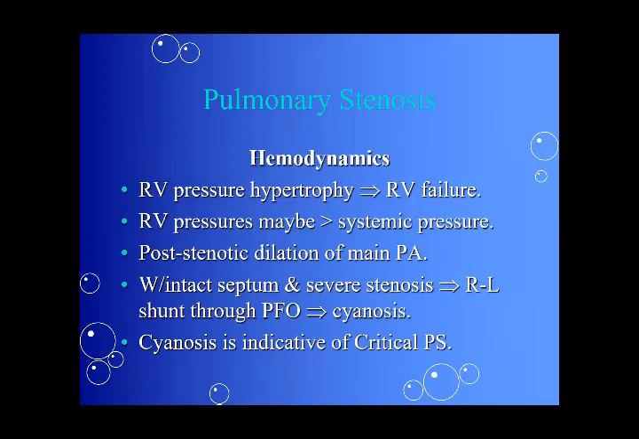Hemodynamically, right ventricular hypertrophy occurs and leads to right ventricular failure. Right ventricular pressure may be more than the systemic pressure. Post-stenotic dilatation of the main pulmonary artery is there. With an intact septum, severe stenosis can lead to a right to left shunt through this hole and lead to cyanosis. Cyanosis is indicative of critical pulmonary stenosis.